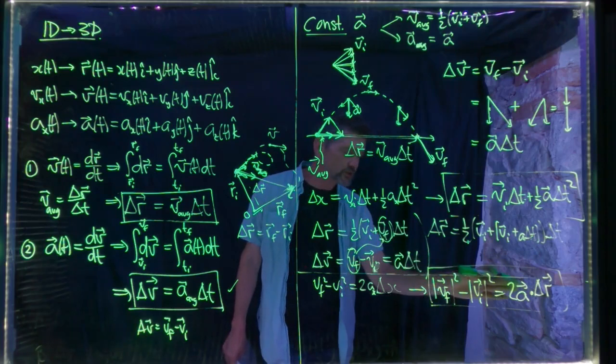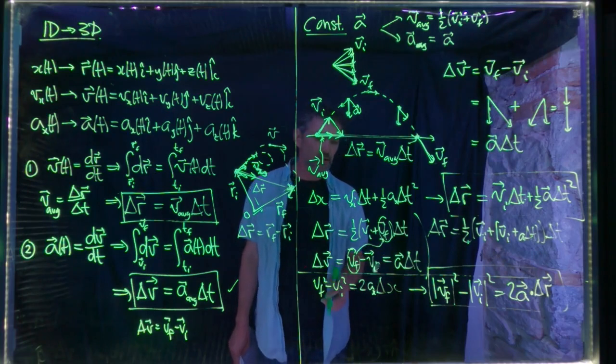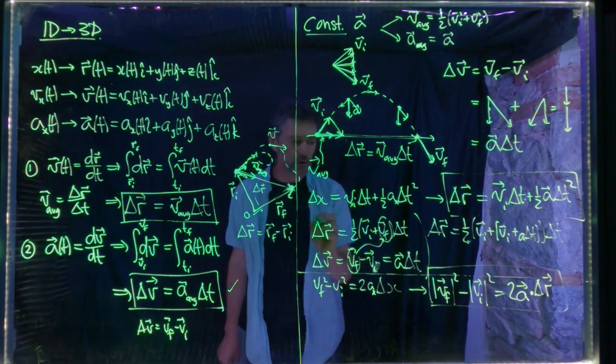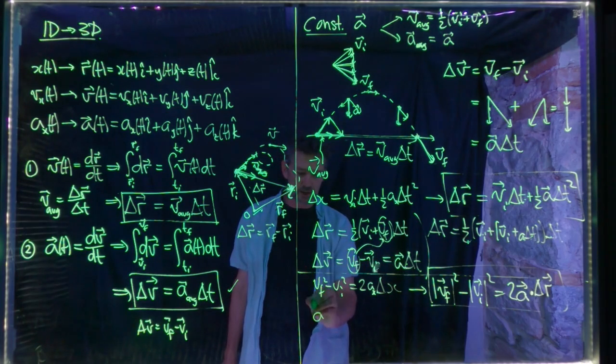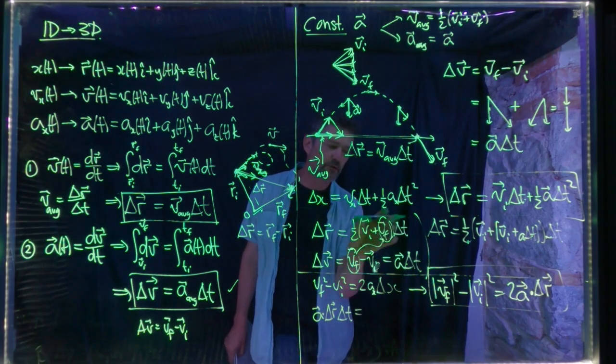This is a 3-dimensional version of this 1-dimensional equation. And you can see how to derive this. You play exactly the same game that we played in the 1-dimensional case. We say if this equals this, and this equals this, then this vector dot product with this equals this vector dot product with that. So on the left-hand side, we're going to have this vector dot product with that. So that's going to be an a delta t vector dot product with delta r.